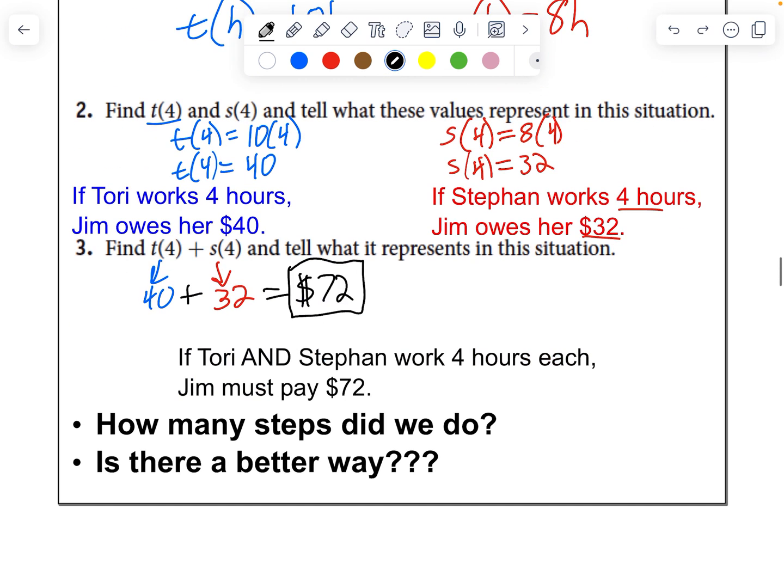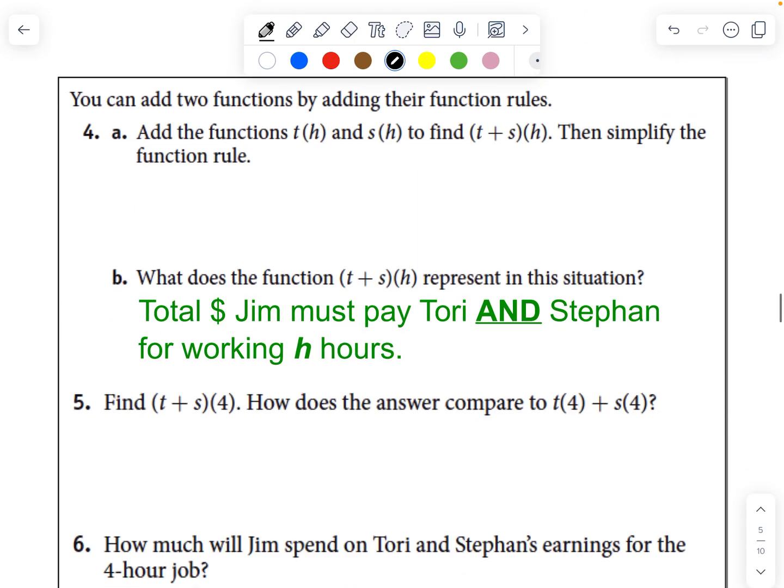Not the hard steps, but the rhetorical question down here is, can we do this in a better way? Could we do this in less than 2 or 3 steps? And the answer is yes. So let's go see how we can do that. So what we're going to do now is take these two functions and literally add them together. We're going to take the blue function, t of h, and the function s of h, and create a brand new function called t plus s of h.